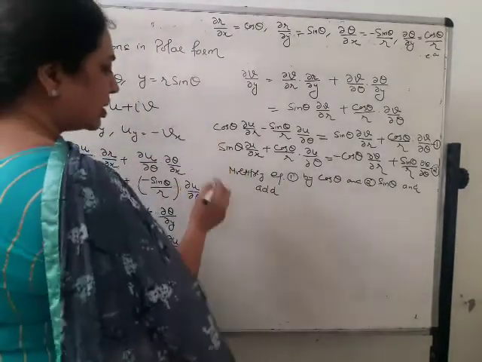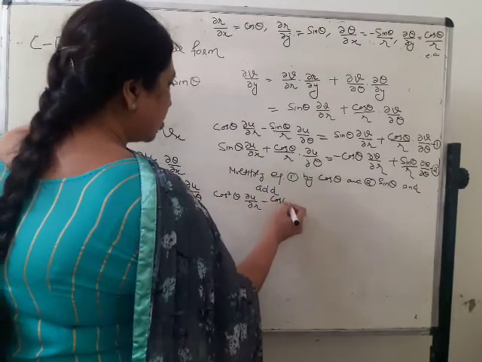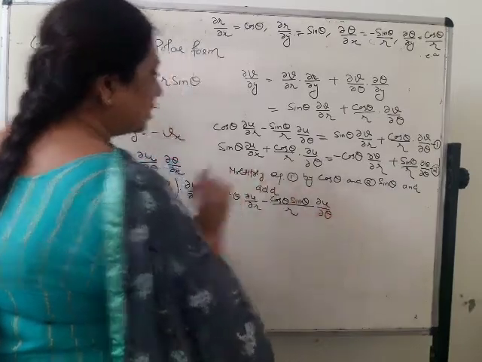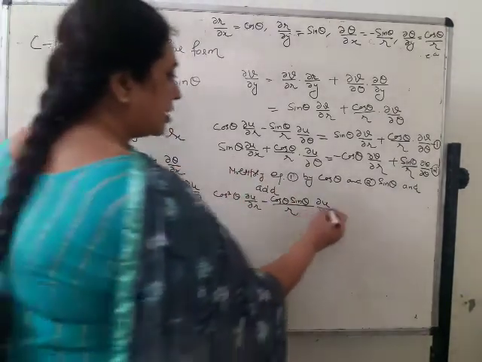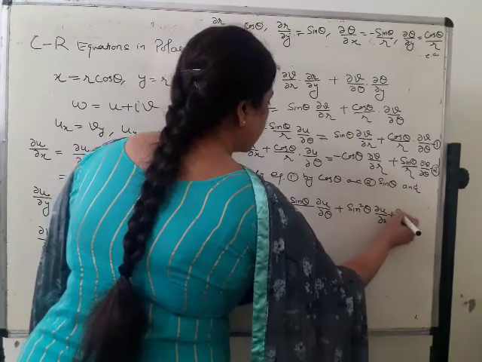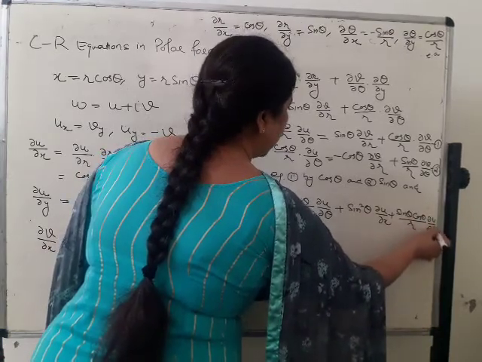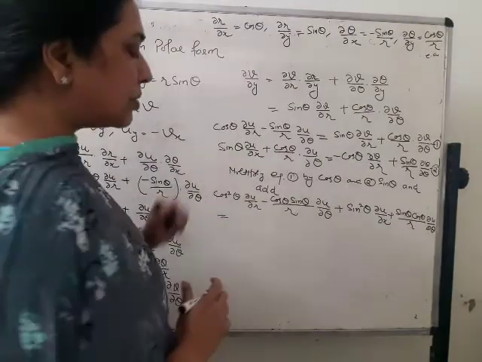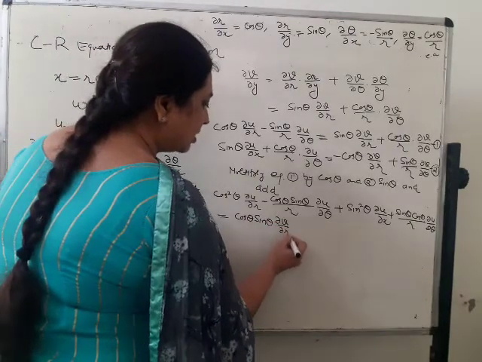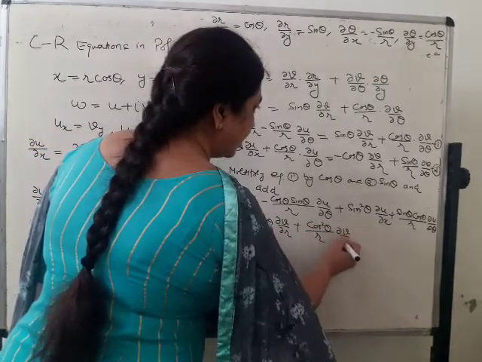When we multiply the first equation by cos θ, the left hand side becomes cos²θ ∂u/∂r minus cosθ sinθ/r ∂u/∂θ. Then the left hand side of the second equation is this plus sin²θ ∂u/∂r plus sinθ cosθ/r ∂u/∂θ, equal to the right hand side of the first equation, cosθ sinθ ∂v/∂r plus cos²θ/r ∂v/∂θ.